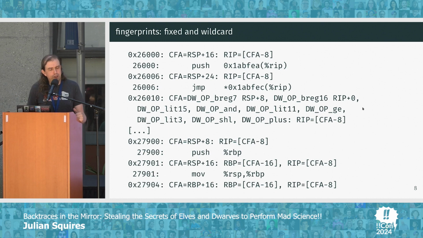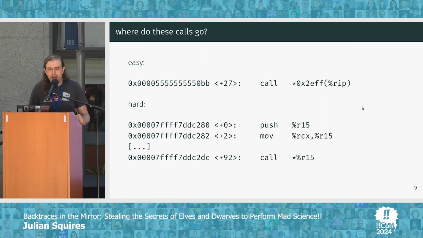But what I do for these cases, I just treat this as a wildcard match with decreasing certainty of the interpretation of the stack the longer the match goes before we find something. And then we try and use the information in the next stack frame to corroborate whether our guess was correct or not. There's also the question of where these calls went.